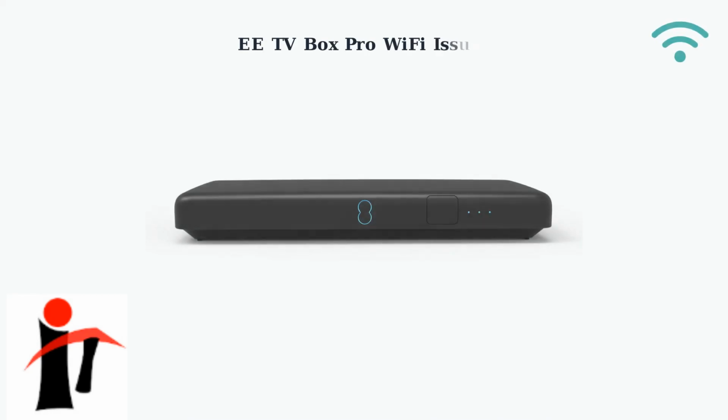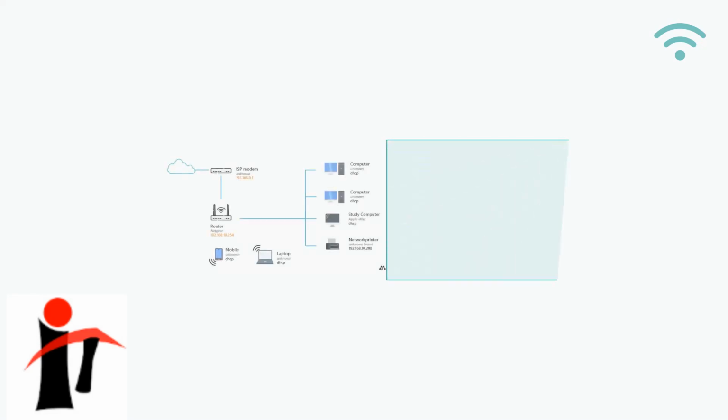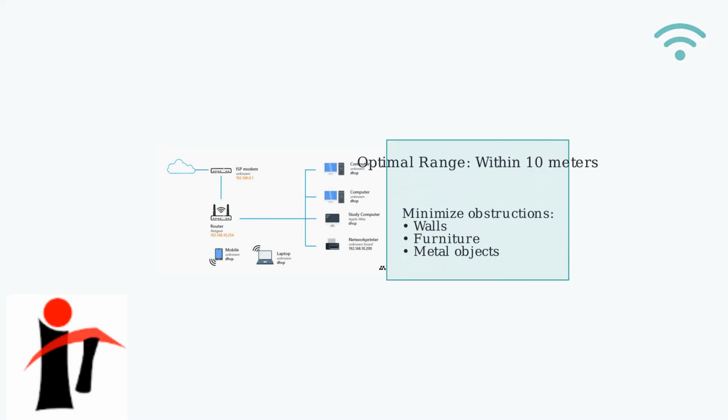Wi-Fi connectivity issues with your EETV Box Pro can disrupt your viewing experience. This guide will walk you through the most effective troubleshooting steps to restore your connection. The first step in troubleshooting is ensuring proper positioning.